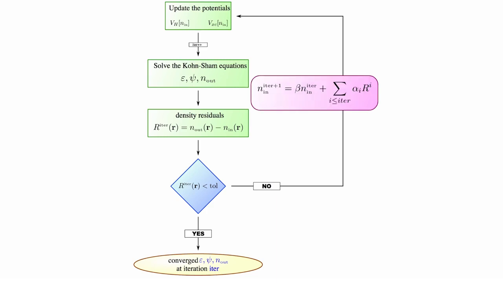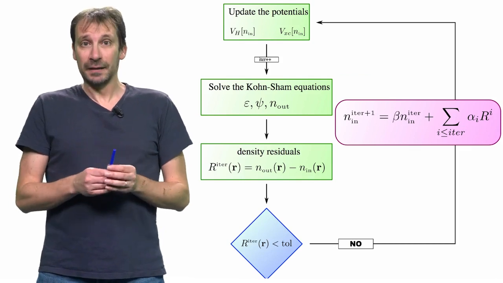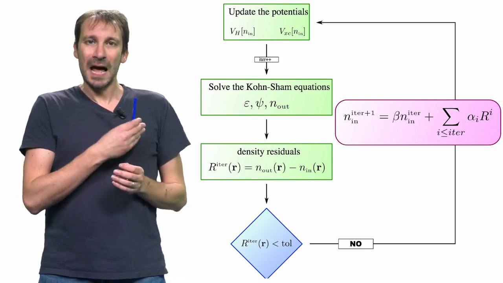You can generalize this procedure, letting the new density remember not only the previous value, but the density values at all previous steps, of course with certain coefficients. It turns out that these mixing schemes are very helpful in accelerating the convergence of the procedure, and they can be arbitrarily complex and clever. So, this is the main idea of the self-consistent field algorithm.